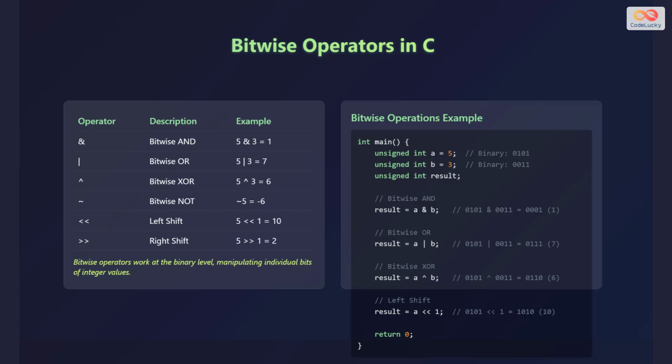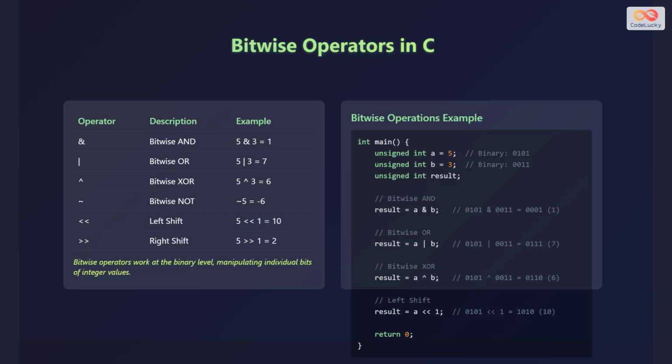The bitwise XOR operator, denoted by a caret, performs a logical exclusive OR on each pair of corresponding bits. For example, 5 ^ 3 equals 6. The bitwise NOT operator, denoted by a tilde, inverts each bit in the operand. For example, ~5 equals -6.